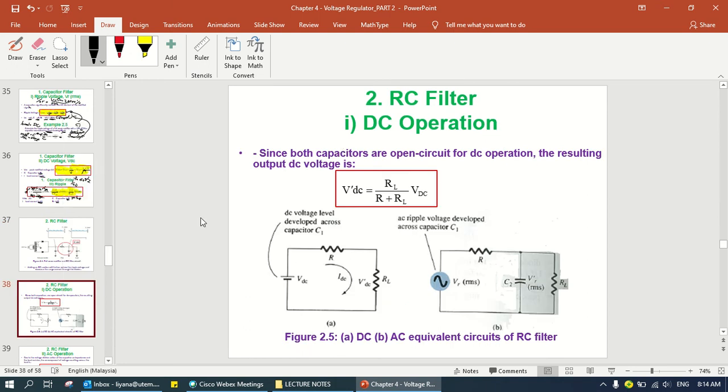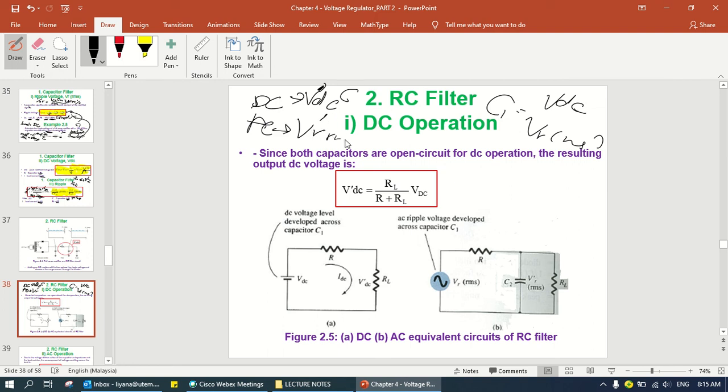Now, for RC, we have two operations. One is DC operation, and one is AC. For DC, we want to get the V prime DC. We want to differentiate it from the C, because if you add C1, you also have VDC and VRMS, right? To differentiate with RC, you have to put prime. For AC, it is V prime RMS, equal to the voltage for the AC.